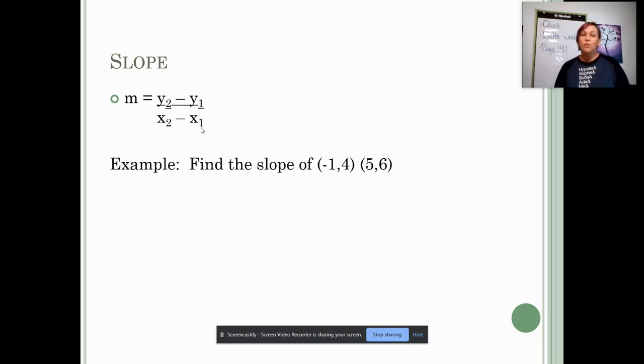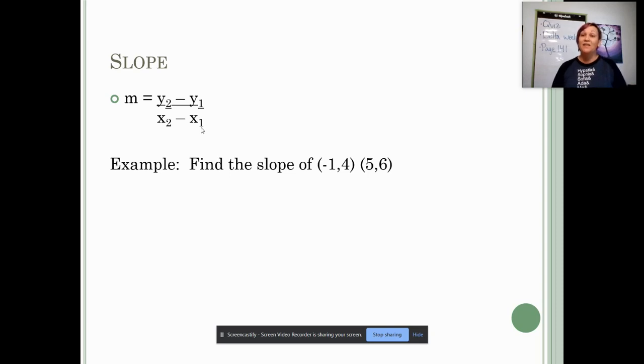Okay, so we have one example already on the board. It says find the slope of (-1, 4) and (5, 6). So you could, if you wanted to, graph those on a coordinate plane and count. But let's practice using this formula. When using the formula, it's important that you're plugging the numbers into the right place.